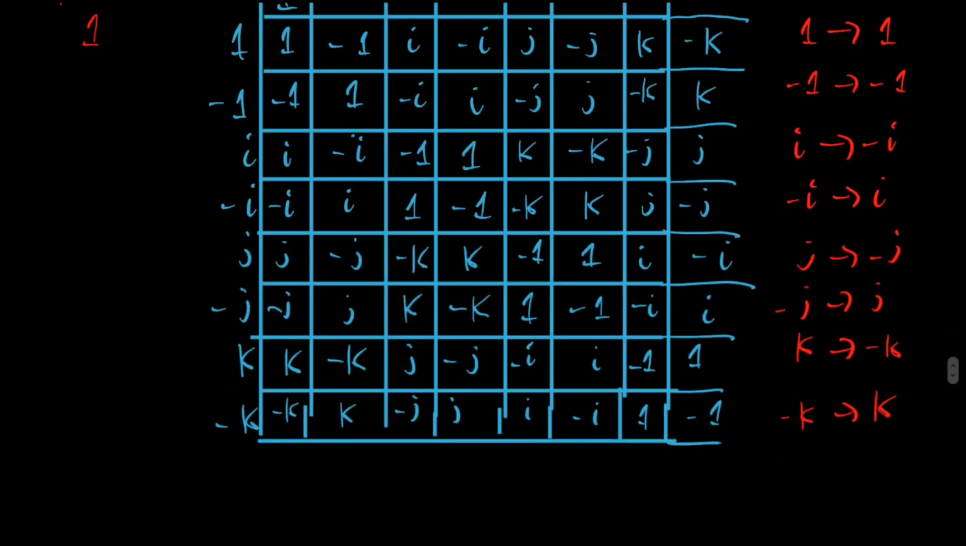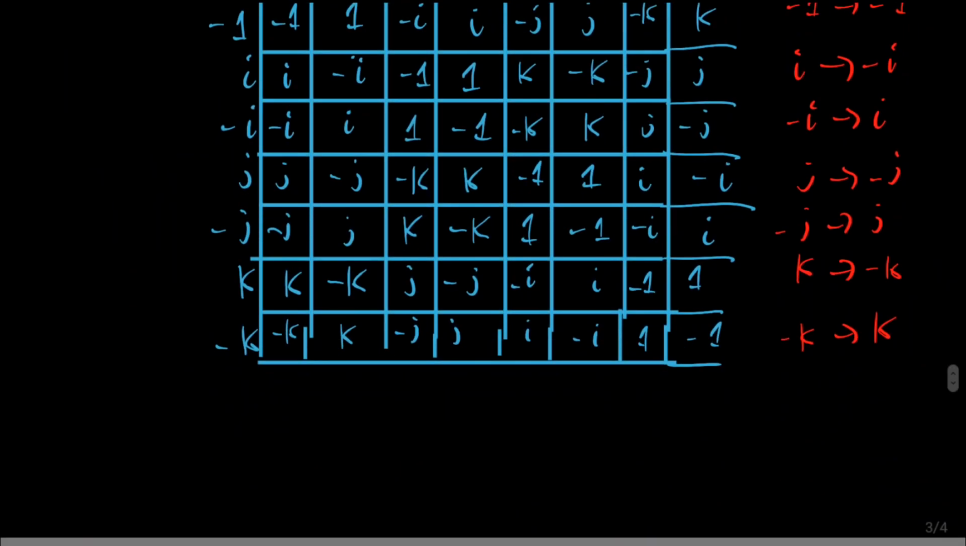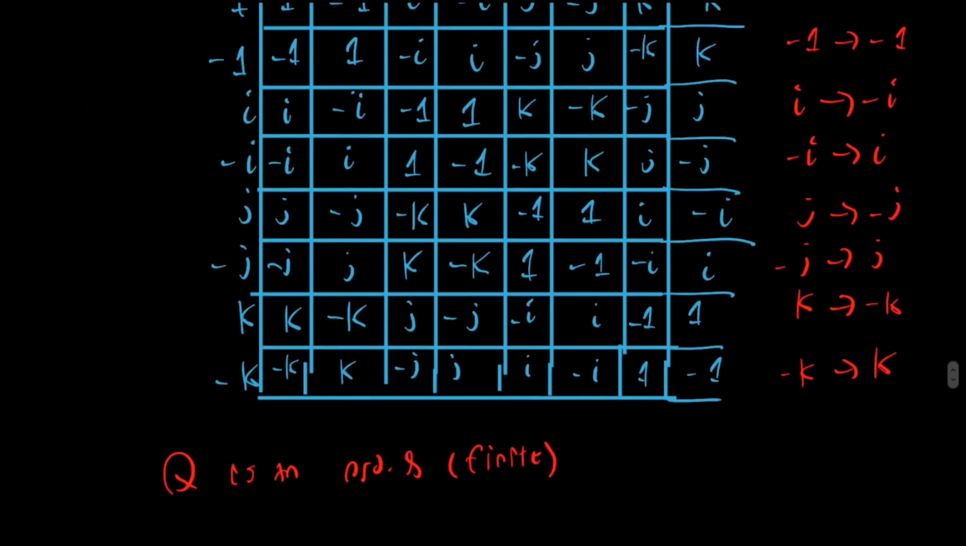As a final consideration, how can we classify this group? This is a group of order 8. It is of order 8, finite. Of course, it's finite if it's of order 8, but let's just specify it for the sake of it.